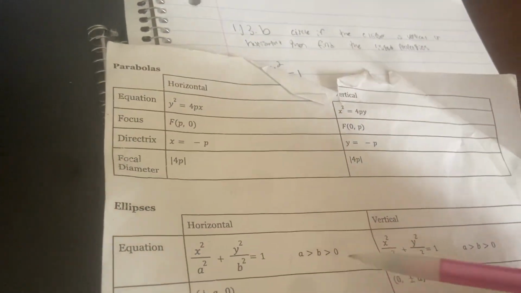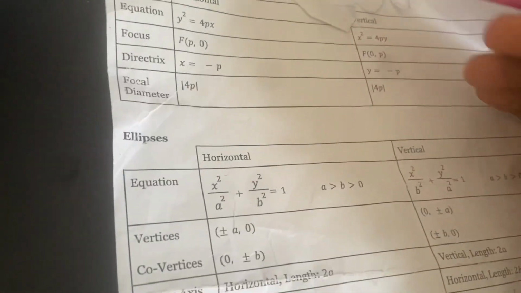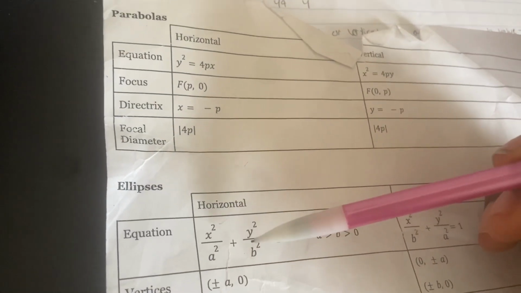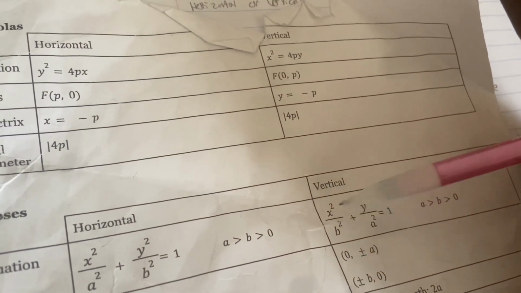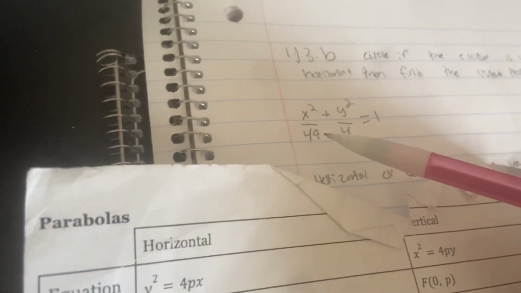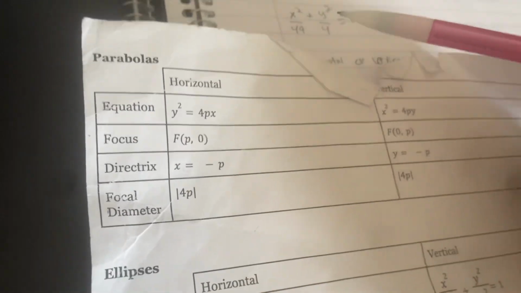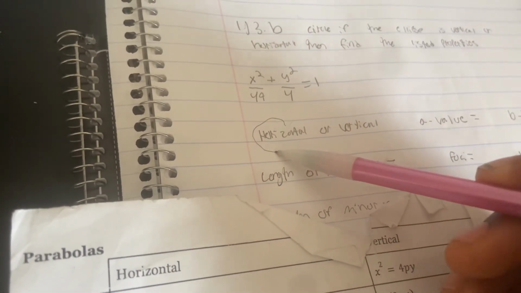You have to figure out if this equation here is horizontal or vertical. The way to tell is, you can see here it's a similar kind of formula. If the A value is bigger, then it's horizontal. If the B value is bigger, then it's vertical. So this is the A value here. The A value, 49, is bigger than the 4, so this will be horizontal. This is the first step. This is key to everything else.